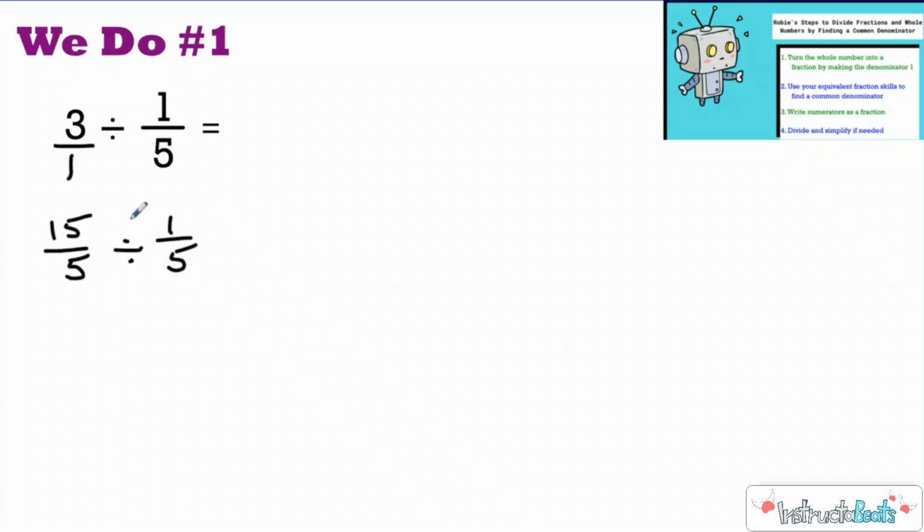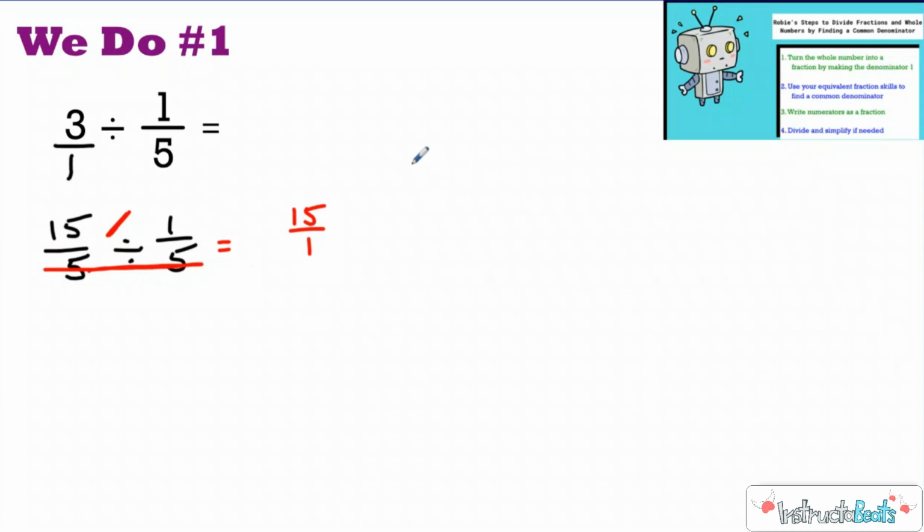So now we have step number 3, which is write the numerators as a fraction. So 15 divided by 1, right, is going to give me 15 over 1. Now you can see that the denominators are going to cancel out because 15 divided by 5 is really just 1. So this would almost be like a triple fraction, okay, 15 over 1, but anything divided by 1 is itself. So we never actually write the denominator. We just kind of cancel these out once we find the common denominator.